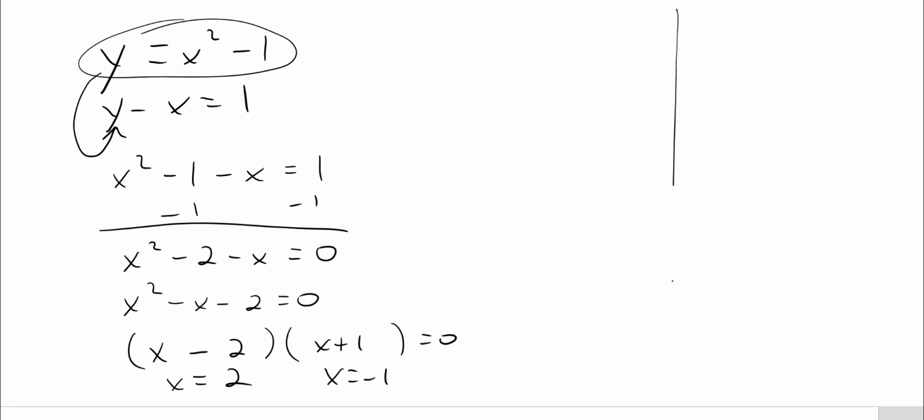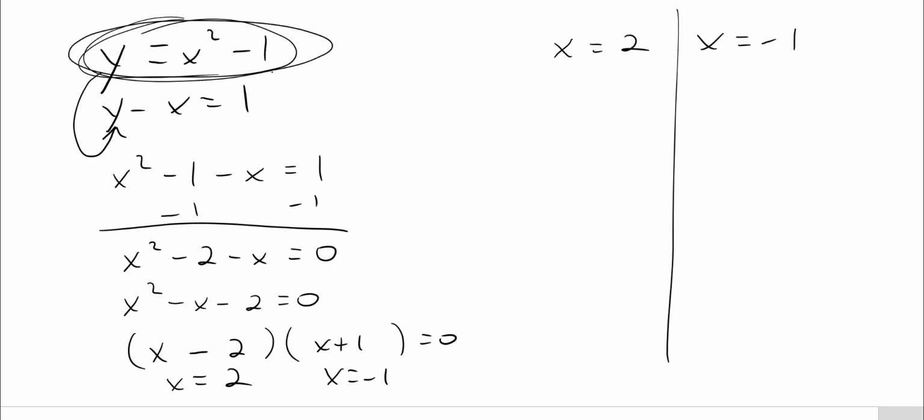So just like I did with the last problem, guys, make 2 columns. Okay, so I can plug it back into this one I already solved. So y equals x squared minus 1. So y is equal to 2 squared is 4 minus 1. y equals 3. So the answer is 2 comma 3.